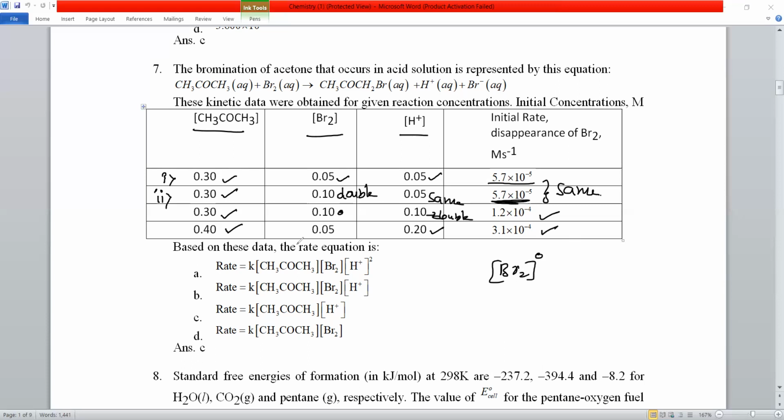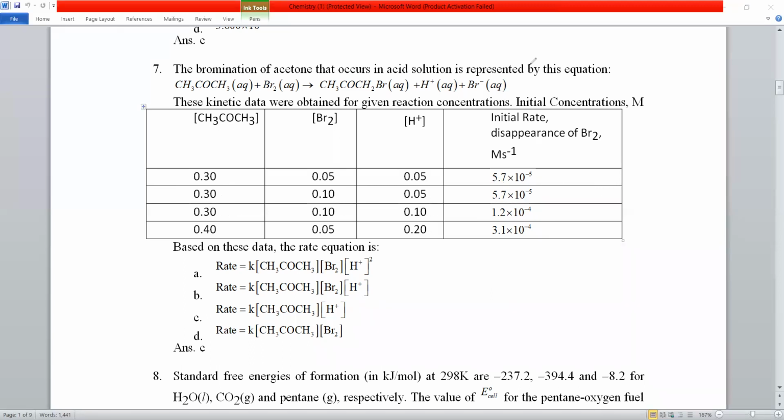So the rate depends only on the acetone as well as the H+ concentration. Now look here. They have given Br2, so this will not depend. So that option is wrong. Here also Br2 is there, so this is wrong. Okay. In option D also, they have given Br2, so it is wrong. So we get option C as the correct answer. Directly you can go here.